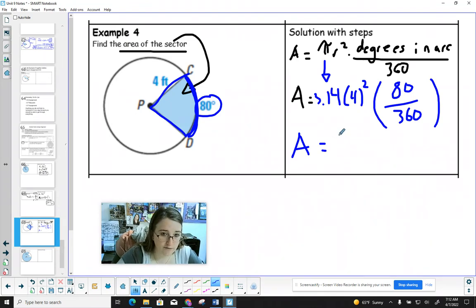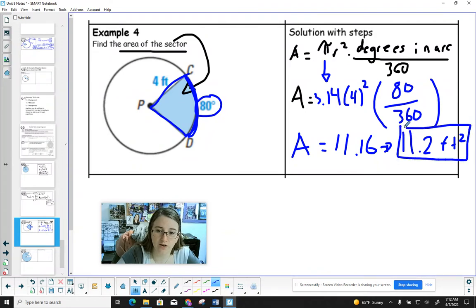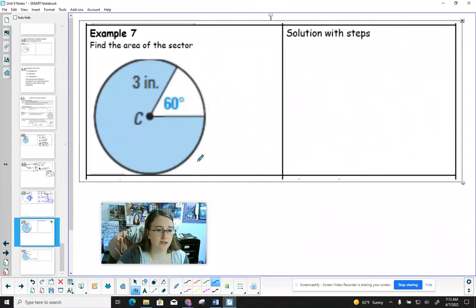Okay, so we should get an area of just this little sector of 11.16. As always, let's go ahead and round that. 11.16 should round to 11.2. And so we can say here, feet squared. Still area. So that's how much area I have of just that little slice. As always, being careful that if it's the radius, it goes in for R. If it's the area, it goes in for A. It's not a choice. Don't forget there are 2 sides to this formula. Let's go ahead and try the next.